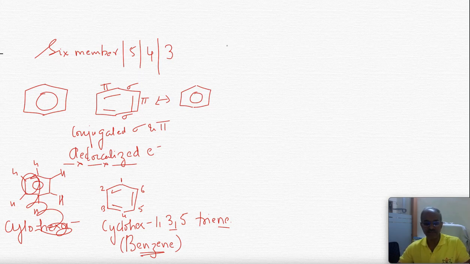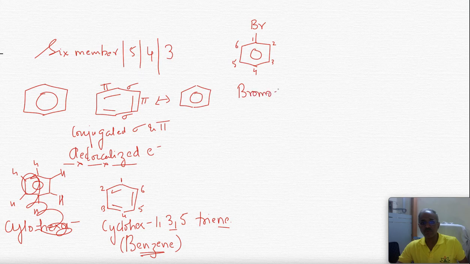Similarly, I will take one example. This nomenclature is comparatively much simpler than our previous nomenclatures. Take for example, this is bromine, so this will become 1, 2, 3, 4, 5, 6. So I will say bromobenzene. If I have written just bromo, it is understood to be at the first position. Bromobenzene.